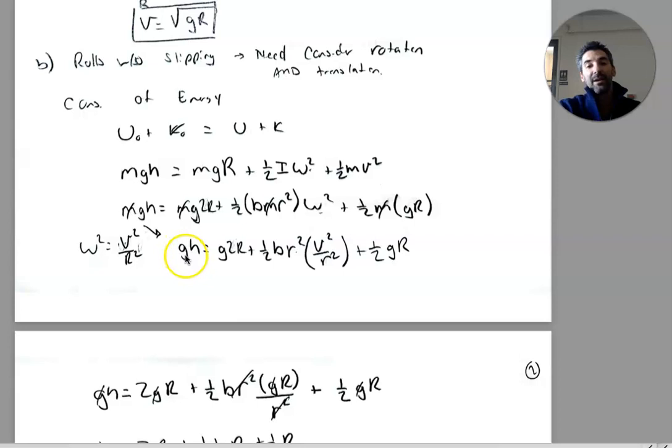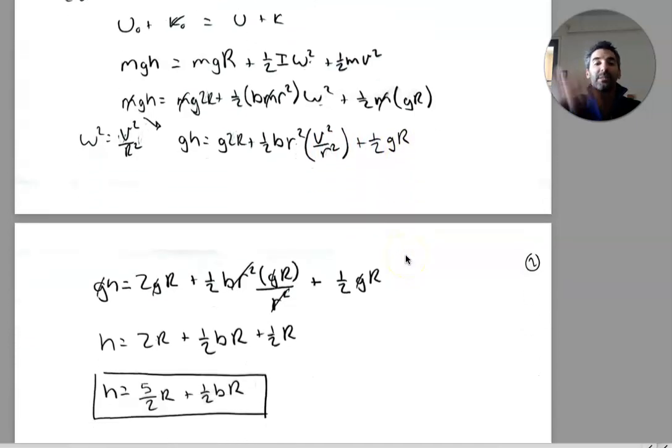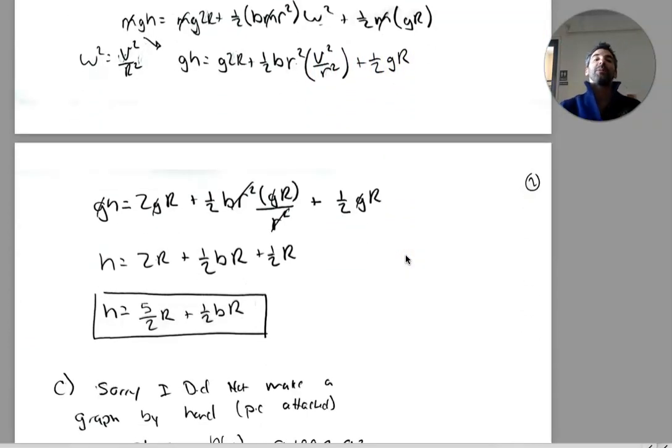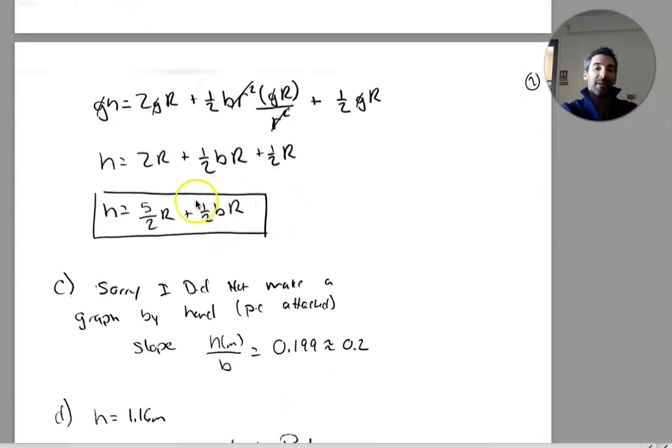So now I have my GH, potential energy, is G times 2R, twice the big loop-the-loop, plus 1/2 B R squared. This is a little r of the ball, 1/2 times G times R. We start canceling out terms. We should be left with height is 2R plus 1/2 B times big R plus 1/2 R. Combine all my terms. I probably could have simplified this more, but I felt I didn't need to. So I have 5/2 R plus 1/2 that constant B times another R.